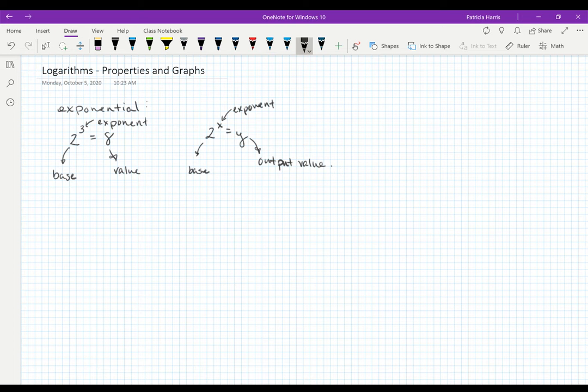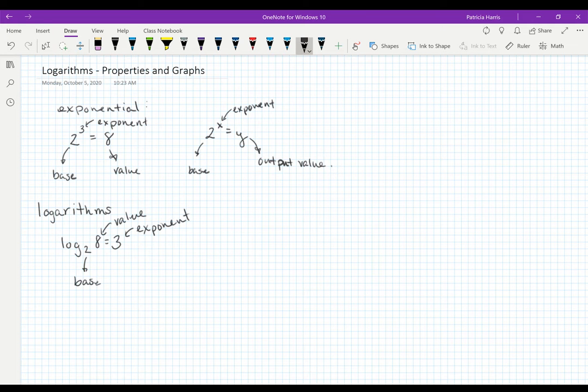So if I were to write this particular expression and equation as a logarithm, here's what it would look like. Okay, see how the base moves down, the exponent or power, and then our value.